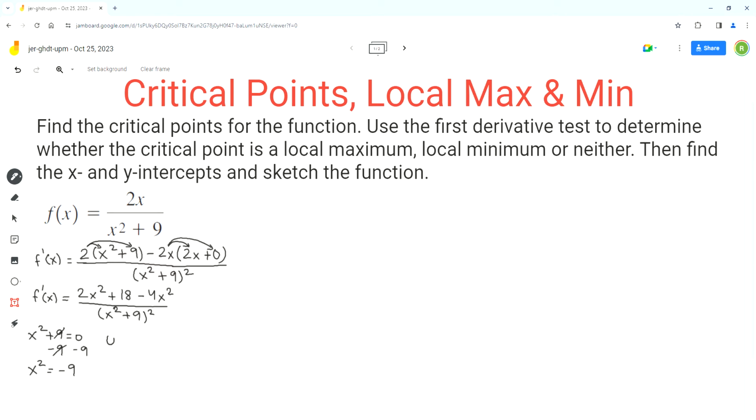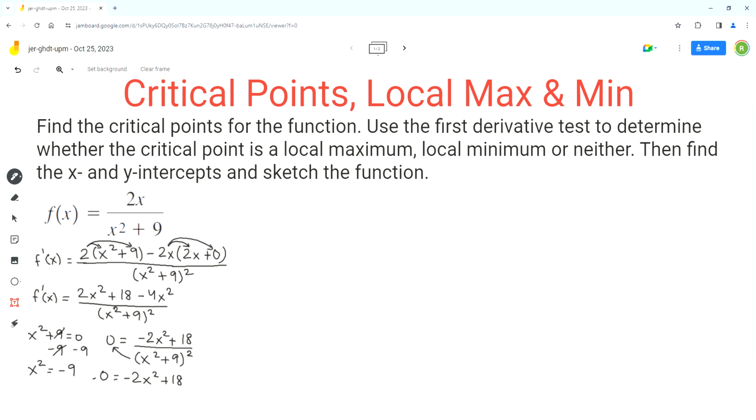So we get 0 equals, in the numerator we can combine the x squared terms. 2x squared minus 4x squared is negative 2x squared, plus 18, over x squared plus 9, squared. Now we can cross multiply the denominator, so the denominator will go away because 0 times x squared plus 9 squared is equal to 0. So we get 0 equals negative 2x squared plus 18.